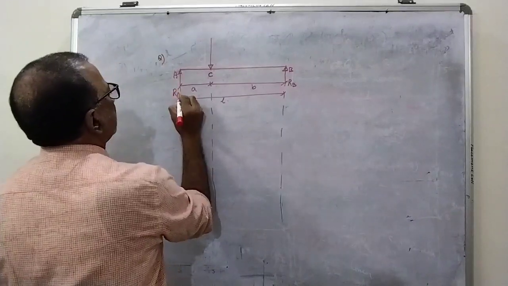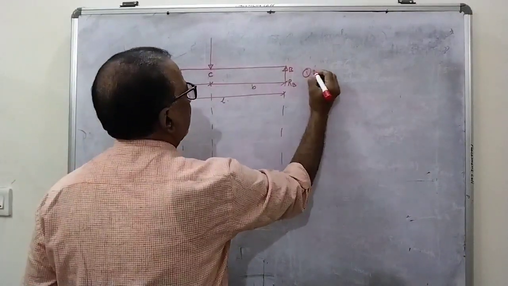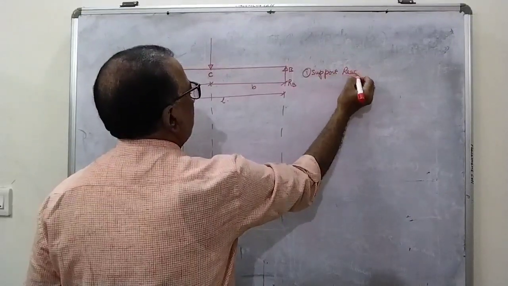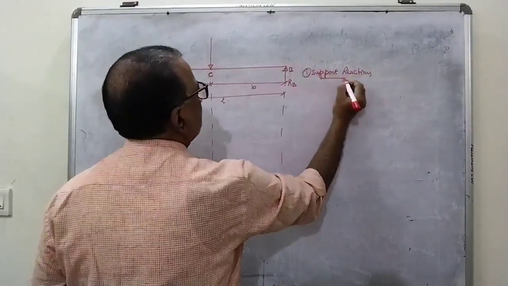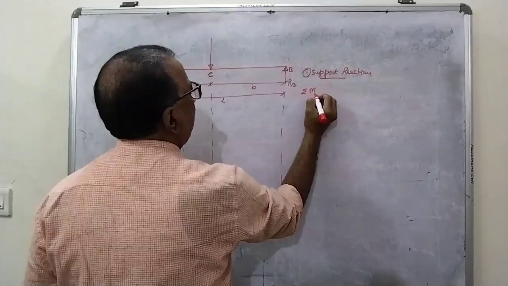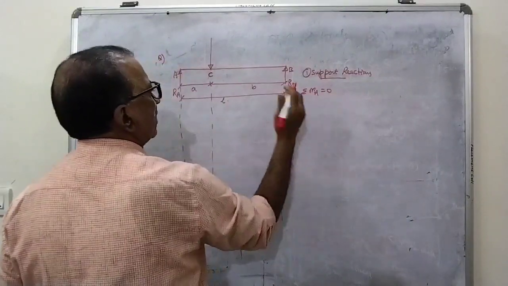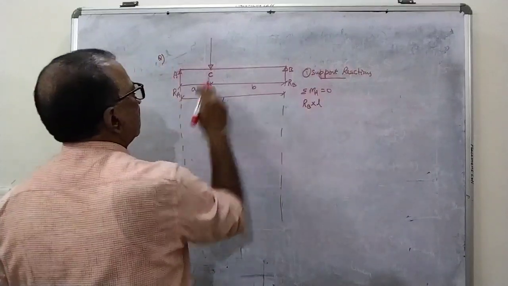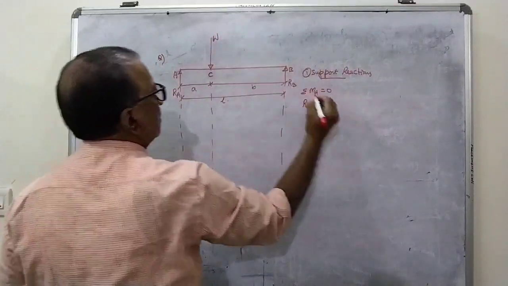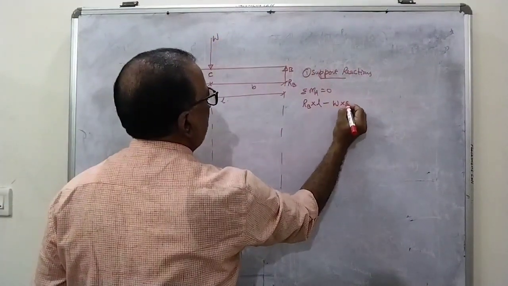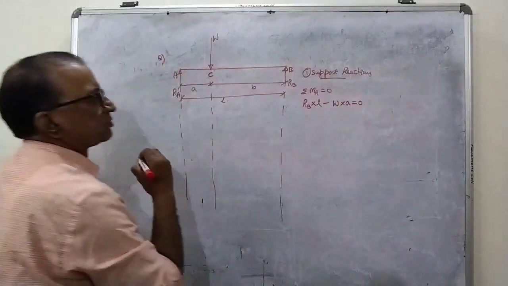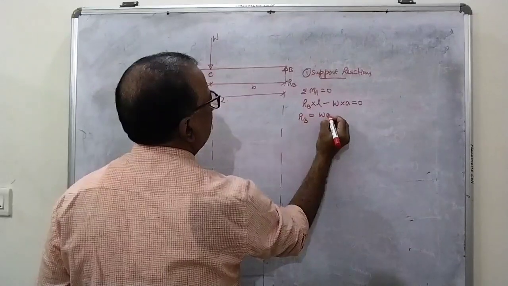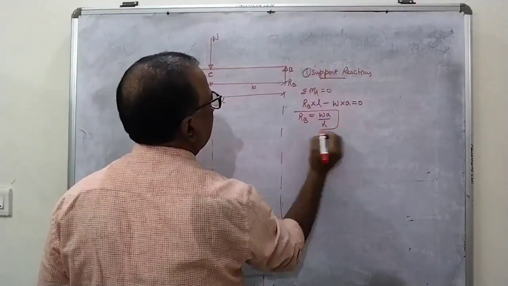So same case, you all know, first the basic thing is you need the support reactions. The first step is support reactions. Taking moments about A equal to 0, start with the right support: RB into L, downward load minus W into small a is equal to 0. So this implies RB is equal to Wa by L.